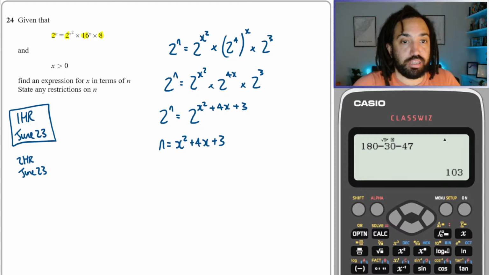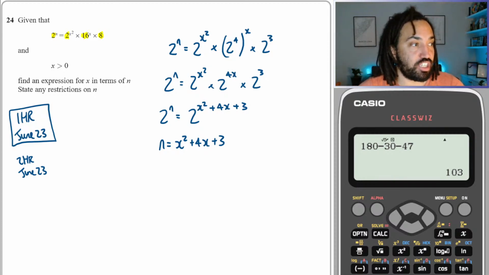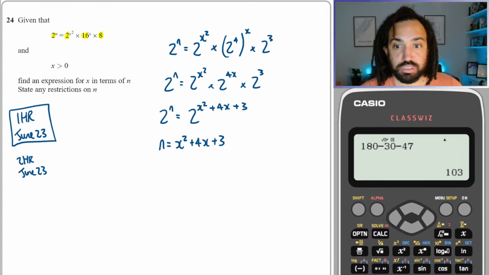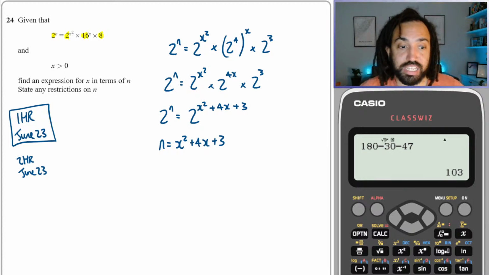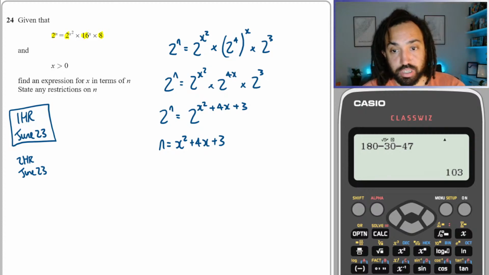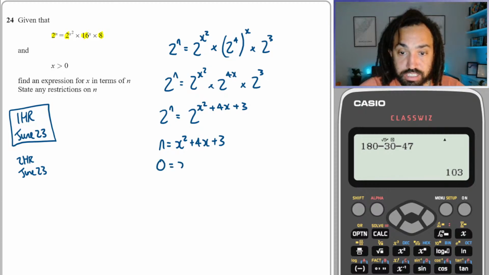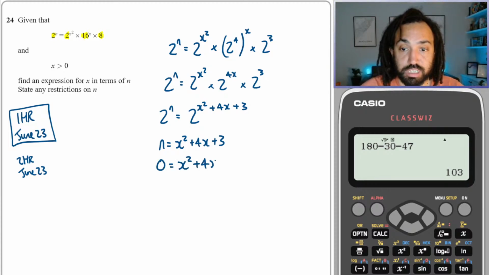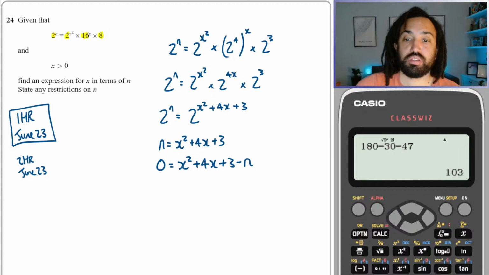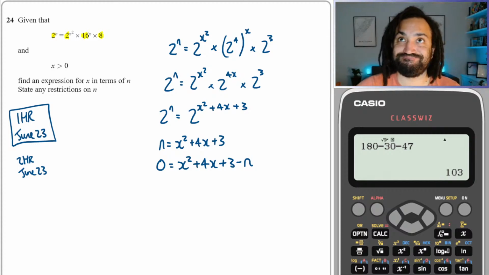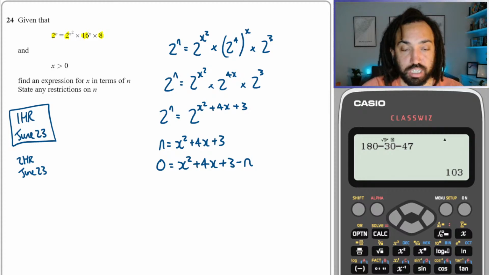Okay. But it says find an expression for x in terms of n. State any restrictions. Okay, two ways of doing this. Completing the square or quadratic formula. We need to make it x equals. So what I'm going to do is set it equal to 0 like so. And then I'm going to use the quadratic formula. Or perhaps should I complete the square? No, well, I've done it now. We're going to do the quadratic formula.